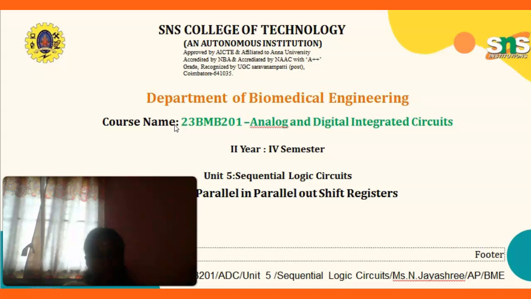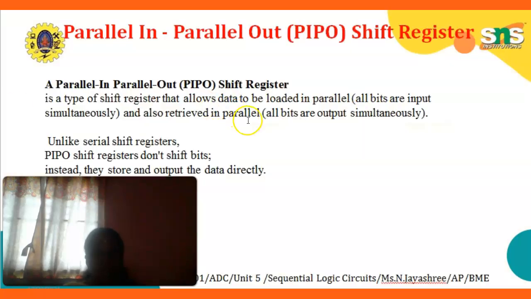I am going to take sequential logic circuits: parallel in parallel out shift registers, under analog and digital integrated circuits. This is what parallel in parallel out shift registers are. The parallel in parallel out shift register is a type of shift register that allows data to be loaded in parallel and also retrieved in parallel. Unlike shift registers, PIPO shift registers don't shift bits. Instead, they store and output the data directly.